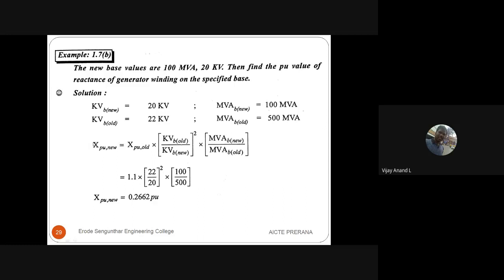Sorry, so impedance or reactance anyway. The reactance value, that is X_PU new, is equal to X_PU old into (kV_B old divided by kV_B new) the whole square into MVA_B new divided by MVA_B old. Substitute the values in this formula. So kV_B old is replaced by 1.1.